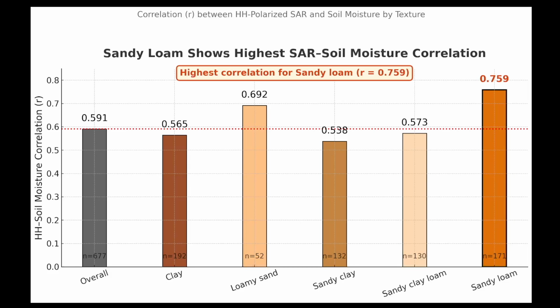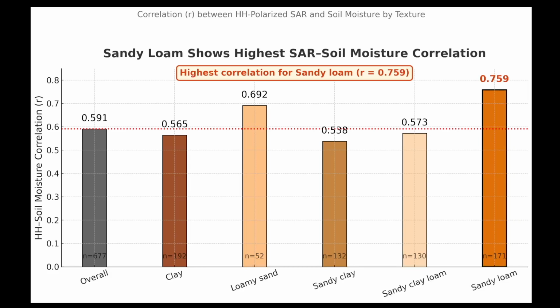Now when we look at the results of the individual textures, we see that most of them, like clay, sandy clay, and sandy clay loam, had correlations below the overall average. Only two textures performed better than the average, the loamy sand and sandy loam. Among them, the sandy loam was the highest with 0.759. And this plot is what motivated me to later train a random forest machine learning model for each soil type.